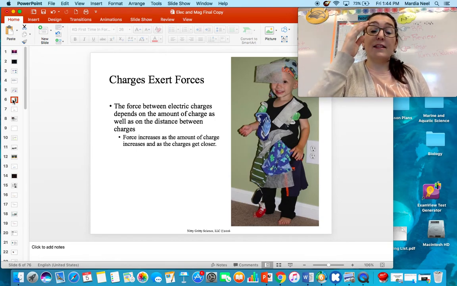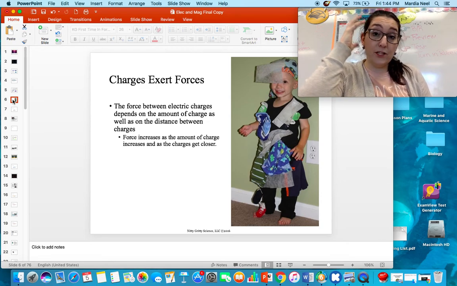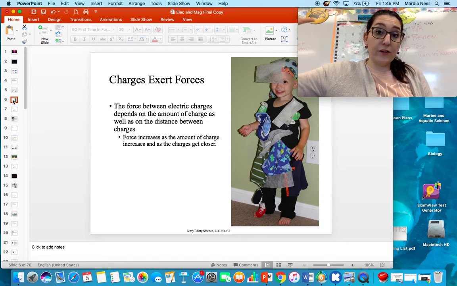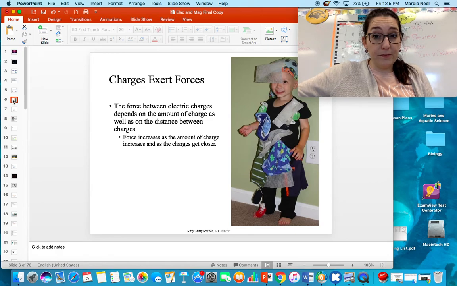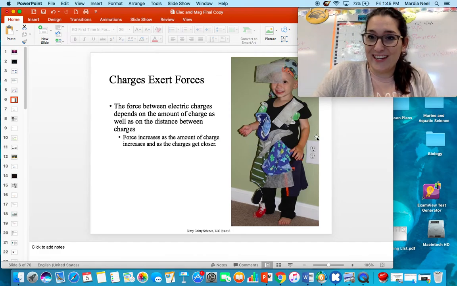That's because that negative charge in the balloon is attracted to your hair when it's super close, but as it gets further and further away, it loses that pull. So this little picture of a kid is a great example of static electricity. And he's supposed to be static electricity in a dryer.